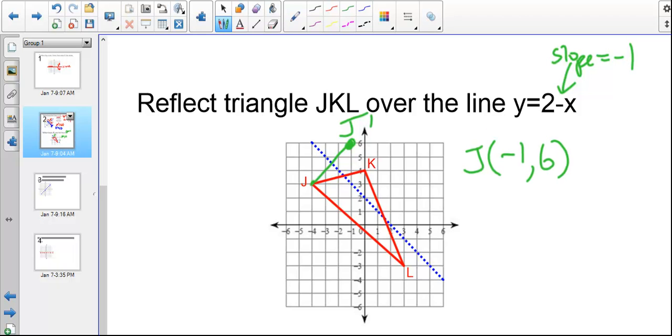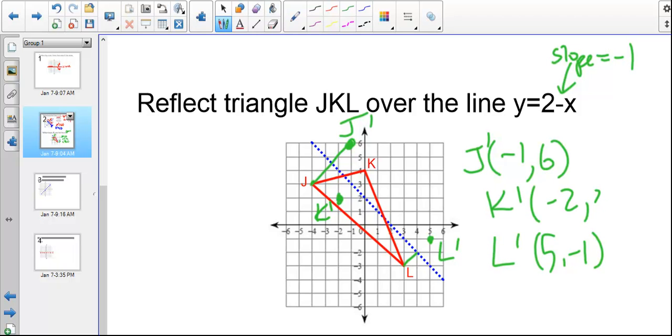That's J prime. My K, again traveling with the slope of positive 1, is going to land right here. There's my K prime. And L prime, slope of positive 1, up 1 over 1, is going to land right here. That's L prime. Sorry, I should have written these over here. So that's going to be (5, -1). And K prime was (-2, 2).